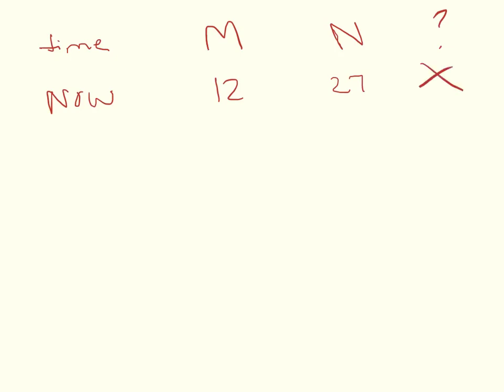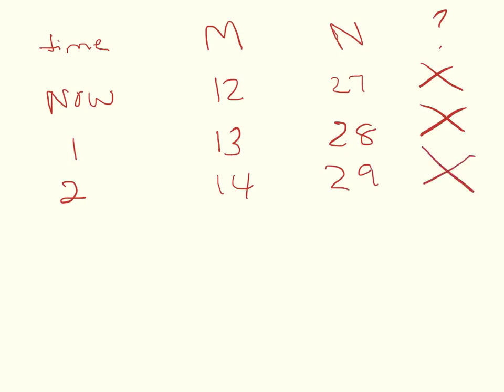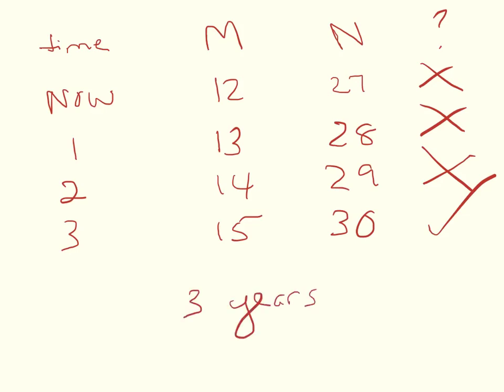So then 1 year from now, Mandy will be 13, Natcha's 28. Is 28 twice 13? No. In 2 years, Mandy will be 14 and Natcha will be 29. Is that twice? No. In 3 years, Mandy's 15, Natcha's 30. So 30 is twice 15. So the answer is 3 years. In 3 years, one will be twice as old as the other.